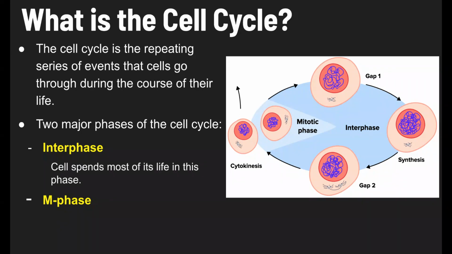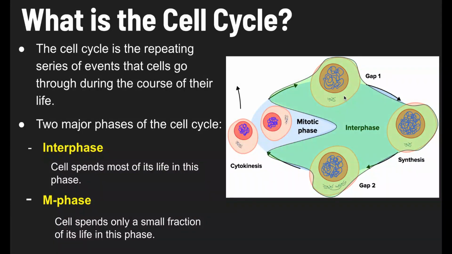Cells spend most of their lives in interphase, and the cell spends only a small fraction of its life in the M phase. So in this picture here, you can see one cell at the top, and follow the arrows. There's a series of events here that form this cycle. The part that I've highlighted in green represents interphase, the series of steps that the cell goes through during interphase. And then this part that I've highlighted in orange represents the M phase.